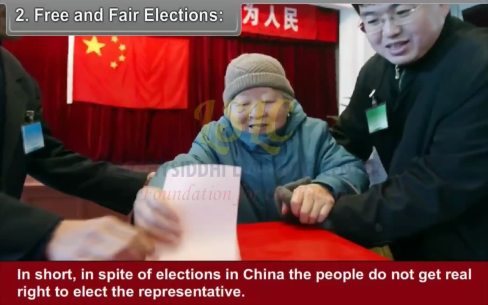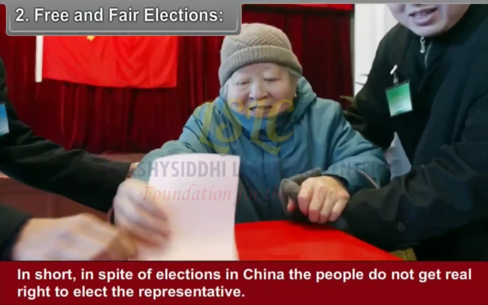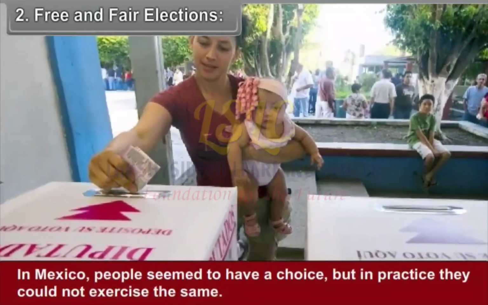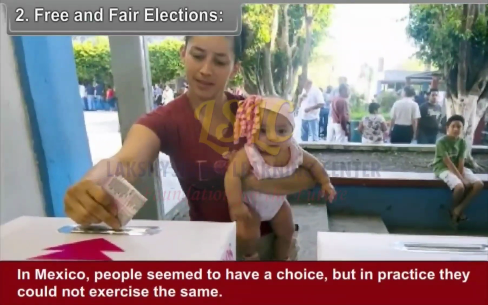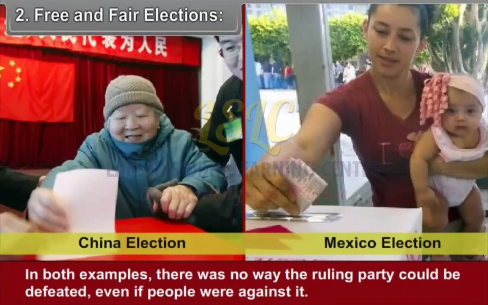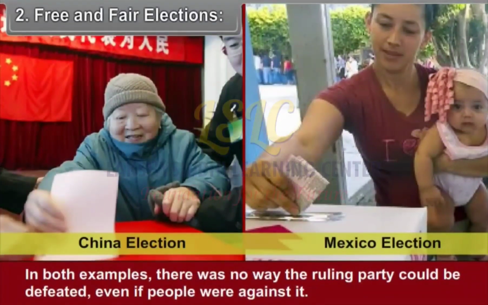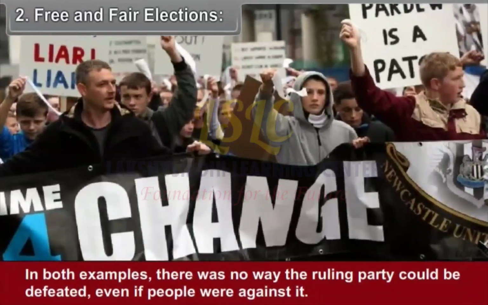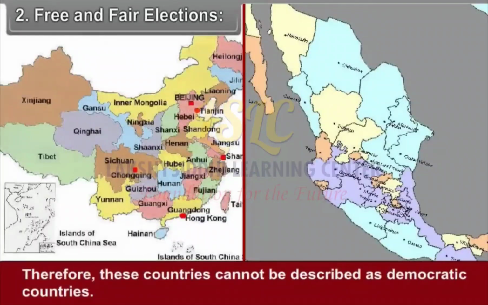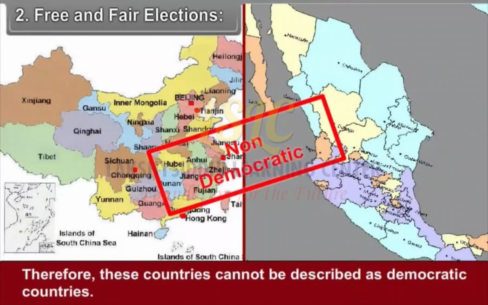In short, in spite of elections in China, the people do not get the real right to elect the representatives. In Mexico, people seemed to have a choice, but in practice they could not exercise it. In both examples, there was no way the ruling party could be defeated, even if people were against it. These are not fair elections. Therefore, these countries cannot be described as democratic countries.